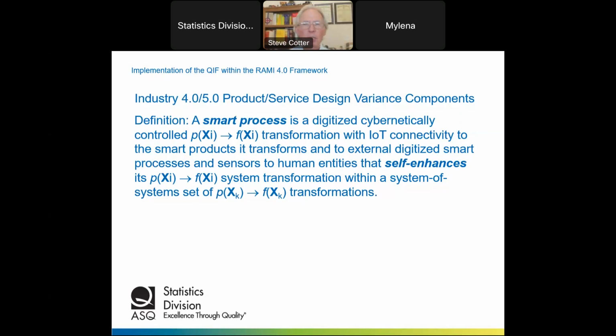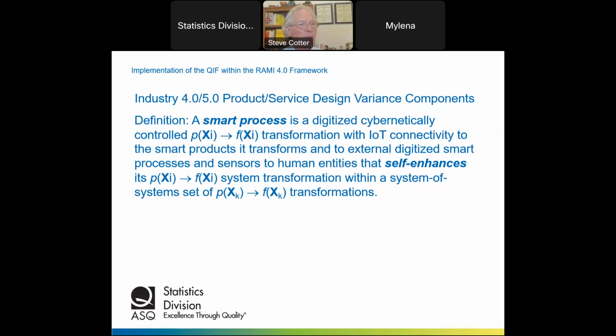Again, with IoT connectivity to the smart products, it transforms into external digitized smart processes and sensors to human entities that self-enhance, that word again. It's PXI, FXI, system transformation within a system of systems, PXK, FXK transformations. Key point again, in addition to self-knowledge and self-production, smart processes are smart products themselves.